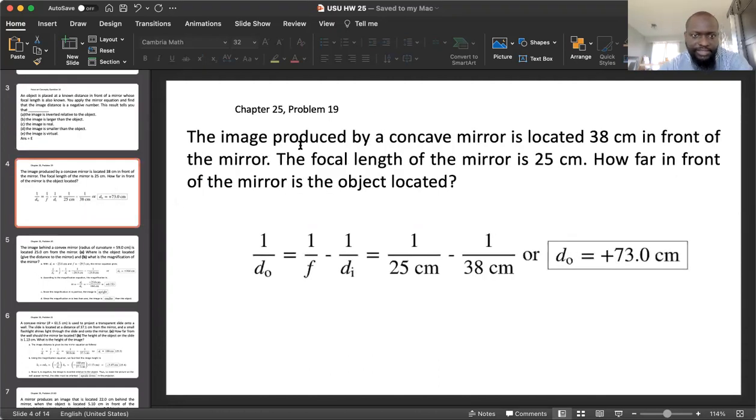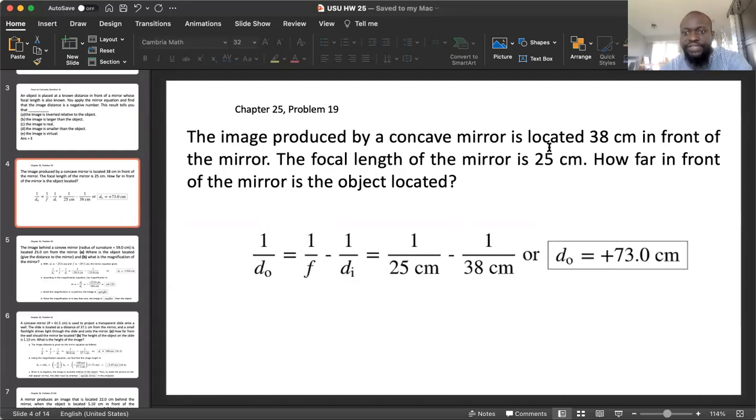So next, chapter 25, problem 19 says the image produced by a concave mirror is located 38 centimeters in front of the mirror. So that's your distance of image, DI. And then the focal length is given, and it's a concave mirror, so your focal length is going to be positive, and they ask to find the object distance, DO. So 1 over DO plus 1 over DI is 1 over F. There's the mirror equation. So 1 over DO equals 1 over F minus 1 over DI, you just put your focal length to be 25 and your DI to be 38.